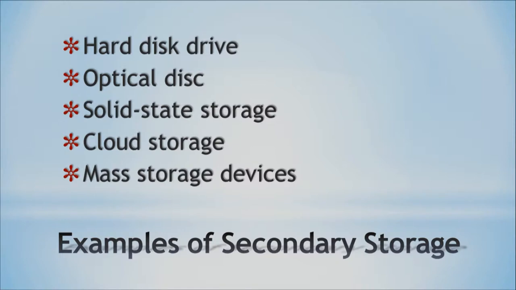Mass storage devices store lots and lots of data. We'll talk about these five. These are the main five devices and drives that we have for secondary storage. And of course, there are advantages and disadvantages to all of these.